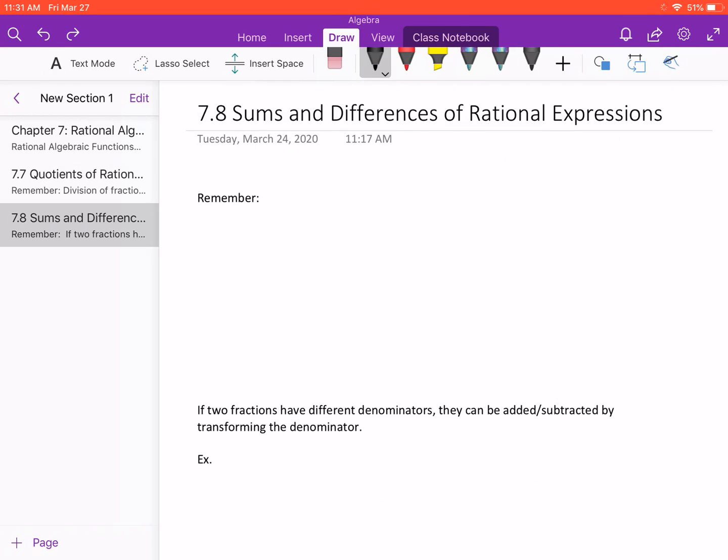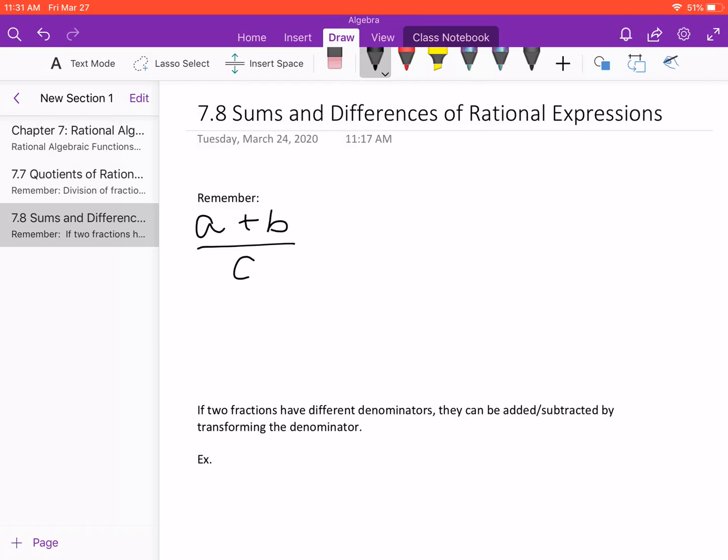7.8, the sums and differences of rational expressions. In the previous section, we learned how to multiply and divide rational expressions, and in this section, we're going to add and subtract them. So if you recall back to Algebra 1, and at the beginning of this year, we talked about two fraction rules.